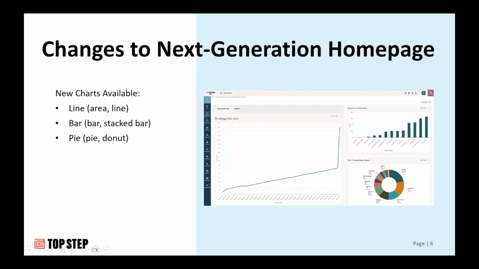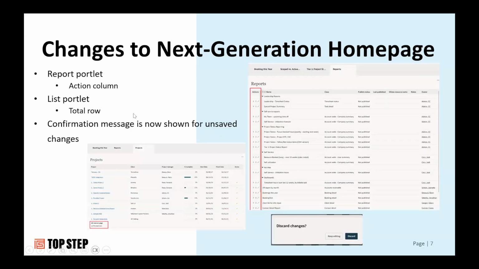Next-gen homepage, again, was new in the last release. They're improving it a little this time. They've added the ability to add line charts, bar charts, and pie charts, so continual improvements there. They've also added some other interesting items. You can now embed reports in general on the next-gen homepage, and you can have actions around those reports, like running or editing them.